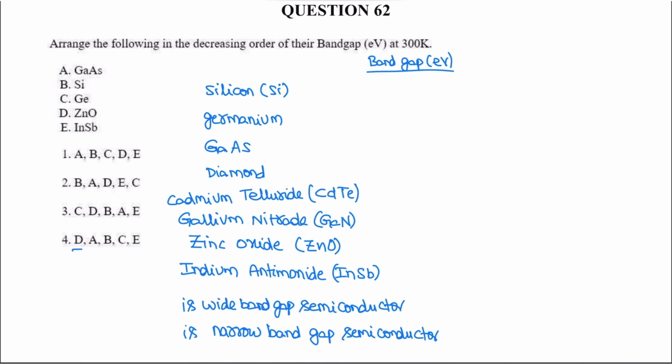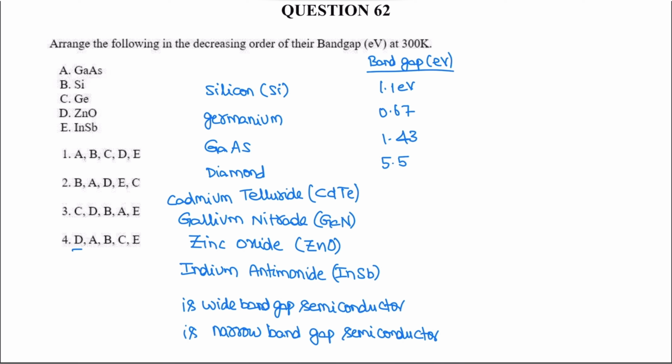So energy band gap is the distance between the top of the valence band and the bottom of the conduction band. So it is 1.1 electron volts for silicon. For germanium, it is 0.67. For gallium arsenide, the energy band gap is 1.43 electron volts. For diamond, it is 5.5 electron volts.